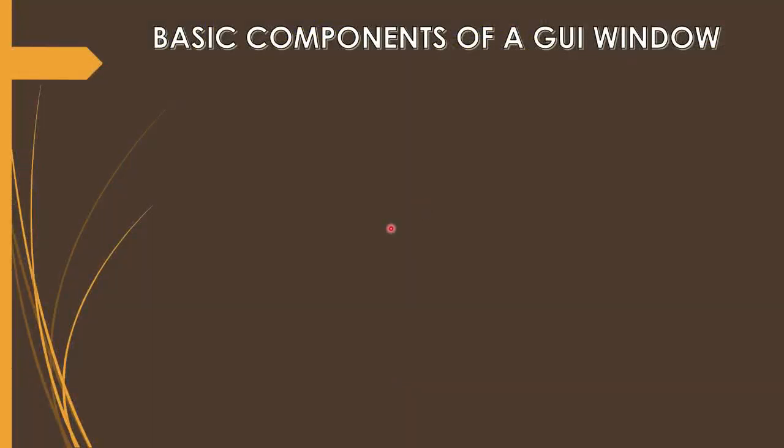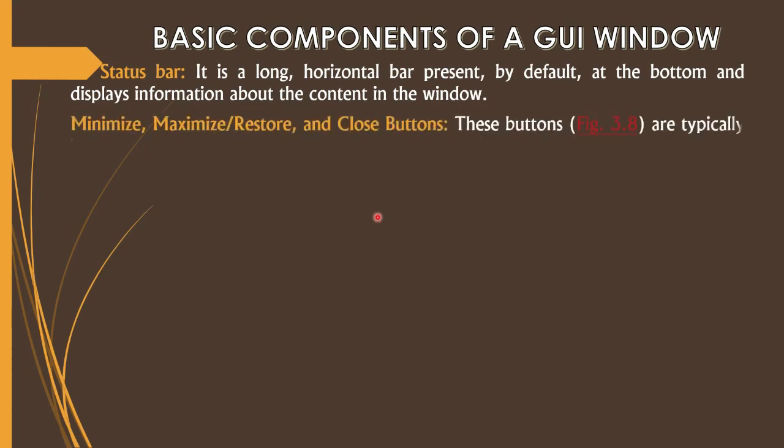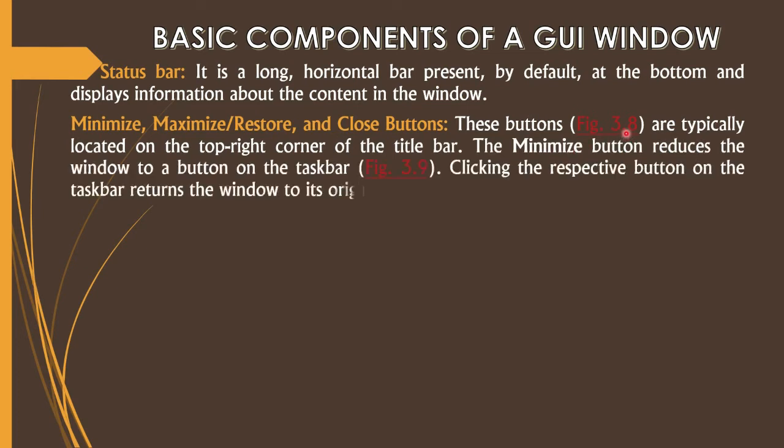After that, the basic components of a GUI window. What are the basic components of a GUI window? As I have already shown, the status bar, then the minimize and maximize buttons also. Again, I'll show you the minimize, maximize buttons, which is the one. These buttons are typically located at the top corner on the right side.